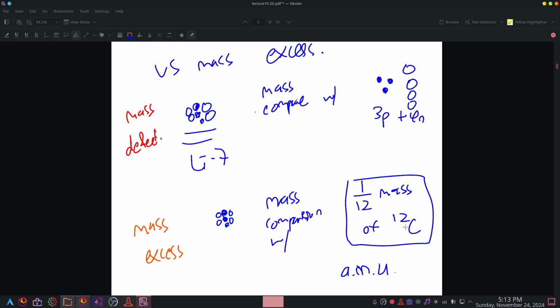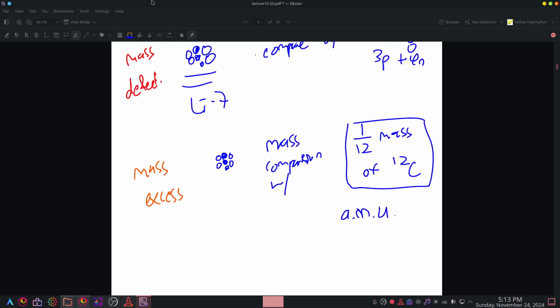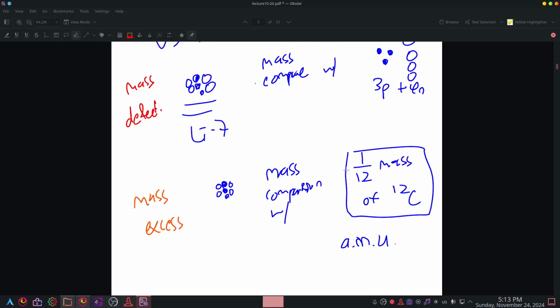This is what you're using. I will leave it as this. This is the definition, so you get the concepts right.